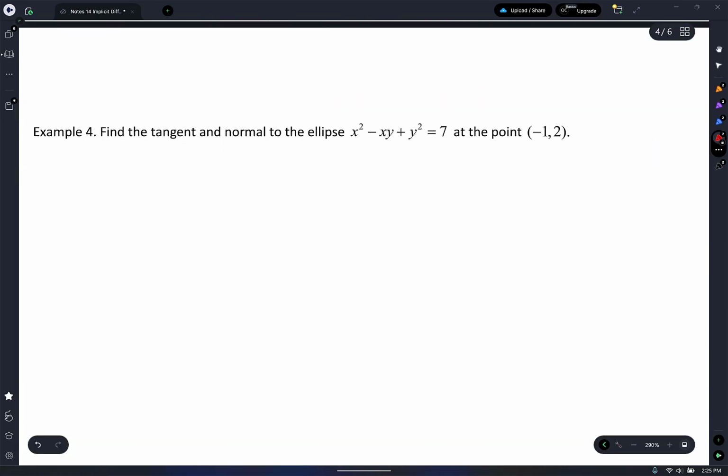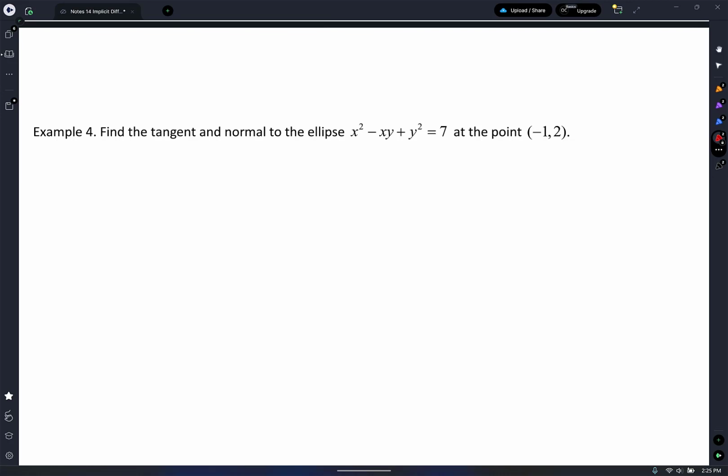Find the tangent and normal to the ellipse at the point -1, 2. How do I find a tangent line? I've got to find a point and slope. Do I already have a point? Now all I've got to do is take a derivative. We're going to have to do it implicitly because it doesn't say y equals. So just implicit. So here we go.